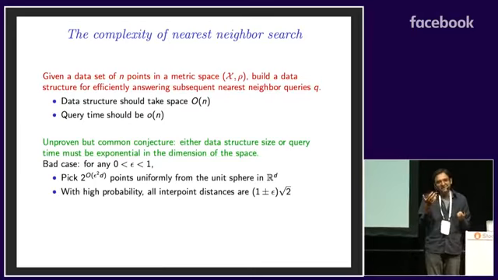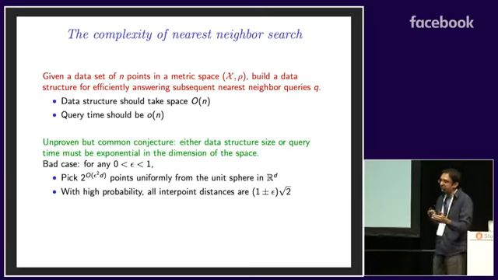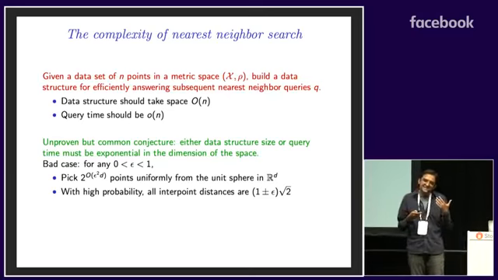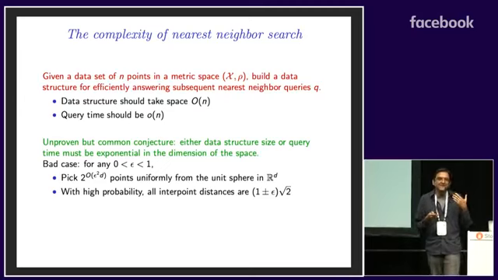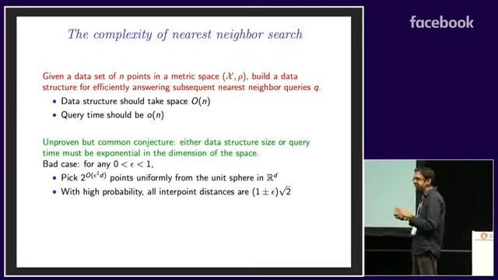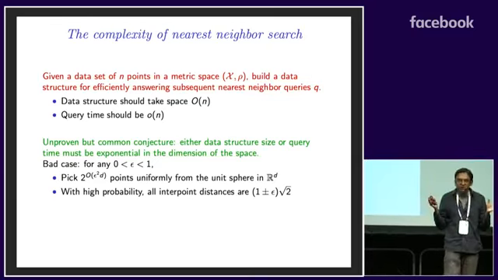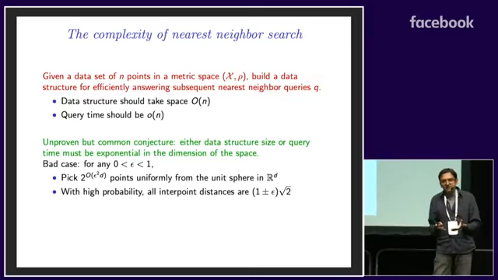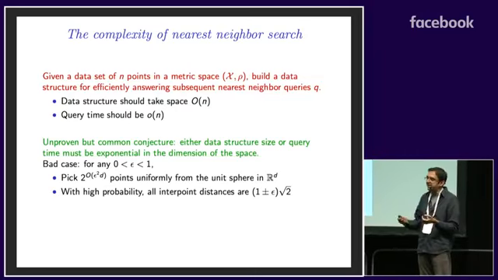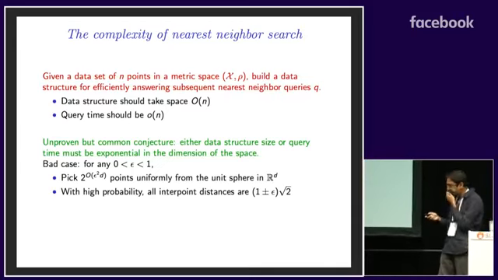As far as I know, this hasn't been made into a concrete lower bound, but this is a bad case to keep in mind when you're thinking about nearest neighbor data structures. This is the nightmare scenario. And the question always is, what is it about our data or about the way in which we're doing things that we're able to override this nightmare scenario?